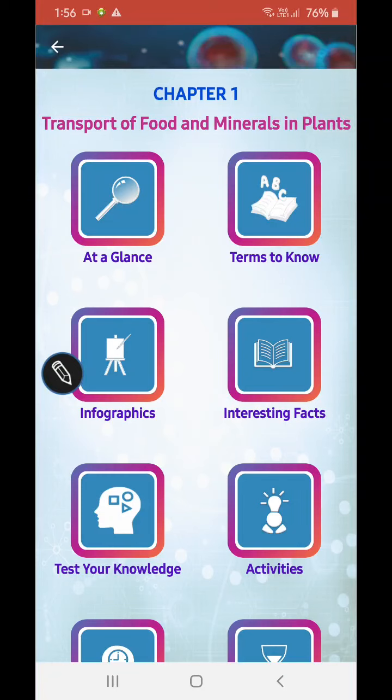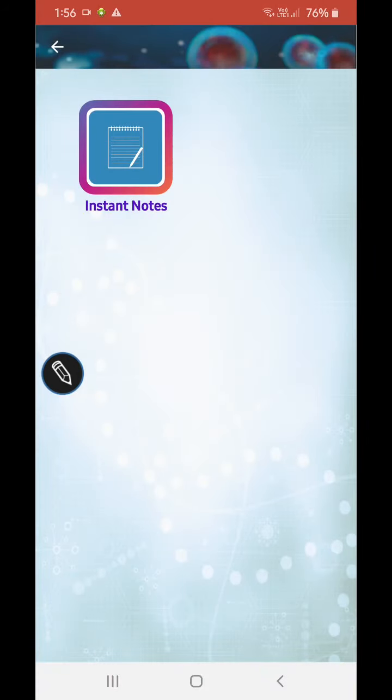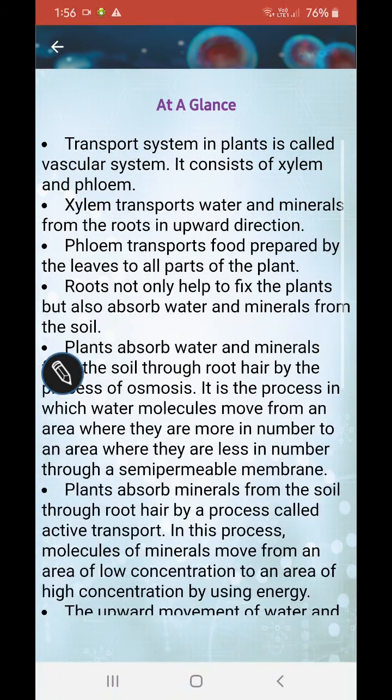Today we will start the learning of transport of food and materials in plants with all of you. So let's start, it will be a very interesting journey of 6 days. First we'll check out at a glance.